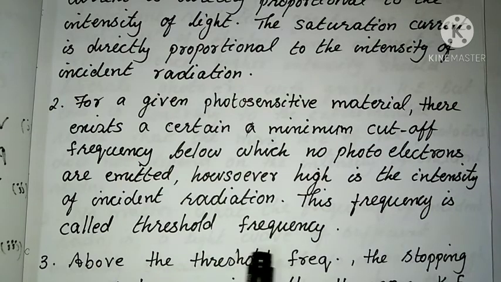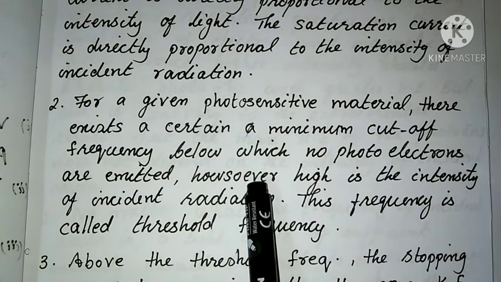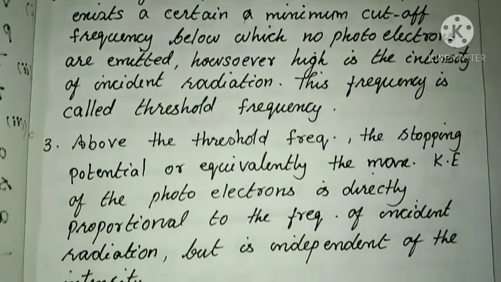This frequency is called the threshold frequency. Whatever may be the intensity of incident radiation, even if it is very high, there should be a minimum cutoff frequency below which no photoelectrons are emitted. That frequency is known as the threshold frequency.